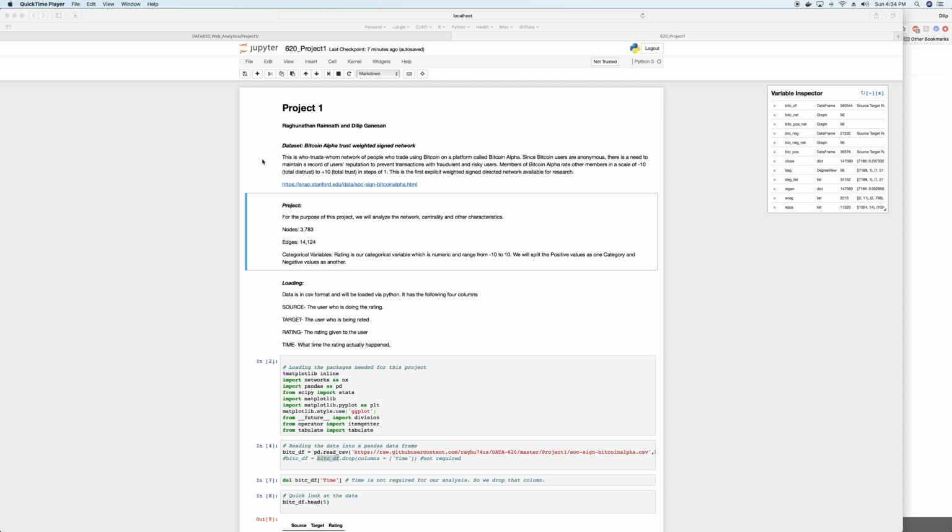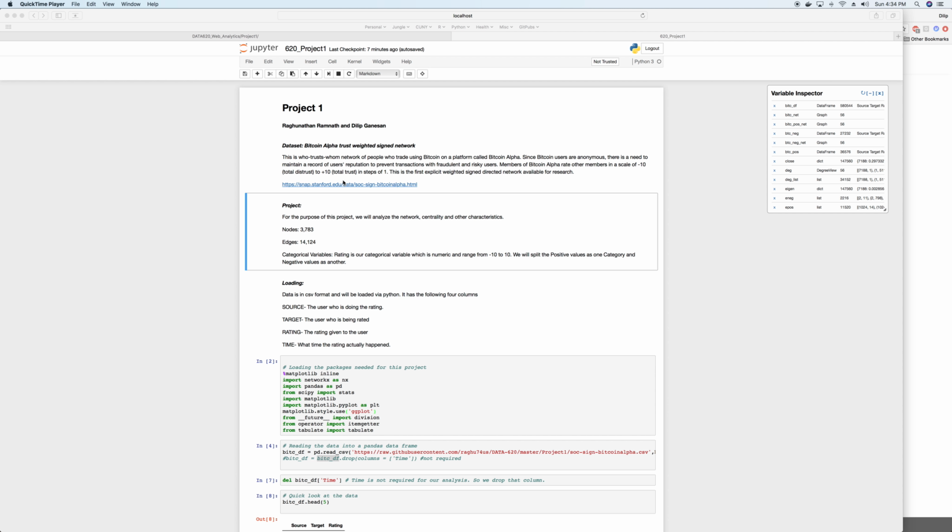in the network. And we all know Bitcoin is an anonymous transaction kind of platform. So trust is an important factor, and the users who have more trust help us identify that these are kind of good individuals who are sitting in the network.